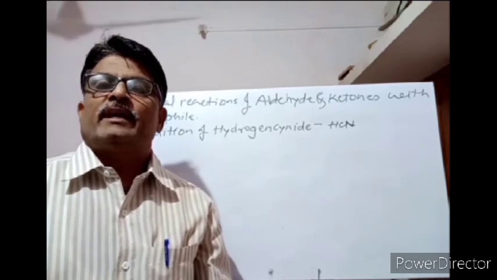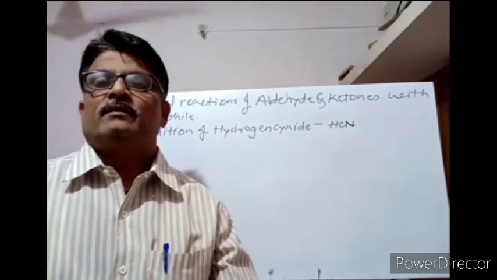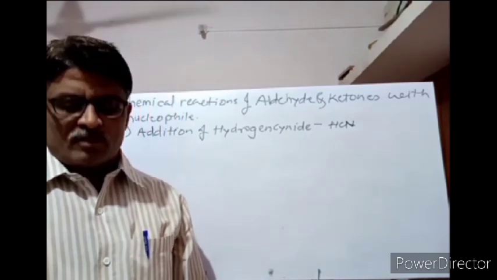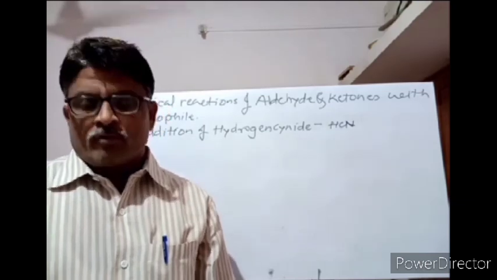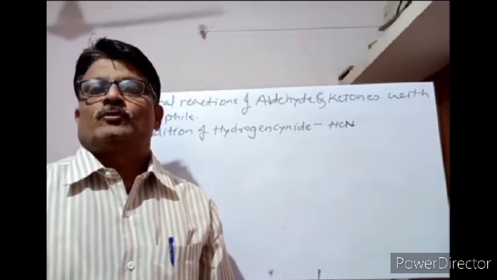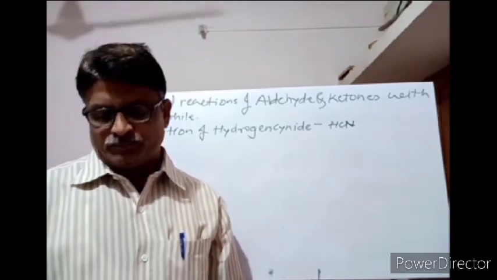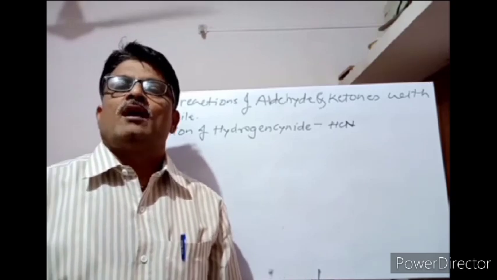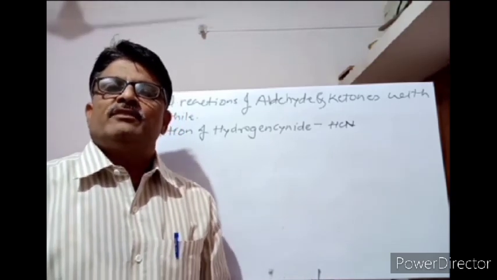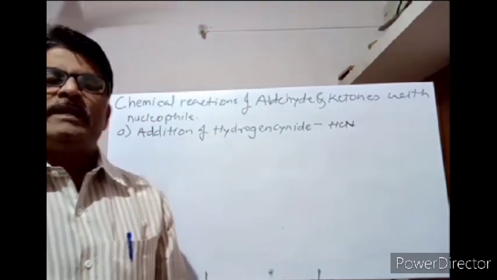त्याच्यामध्ये पहिली रिॲक्शन आहे ऍडिशन ऑफ हायड्रोजन सायनाइड. As we earlier know that hydrogen cyanide or hydrocyanic acid is a weak acid. A cyanide nucleophile attacks the carbonyl carbon atom and forms a cyanohydrin, hydroxy cyanohydrin. If we want to see the general reaction, this reaction takes place in presence of acid or base.